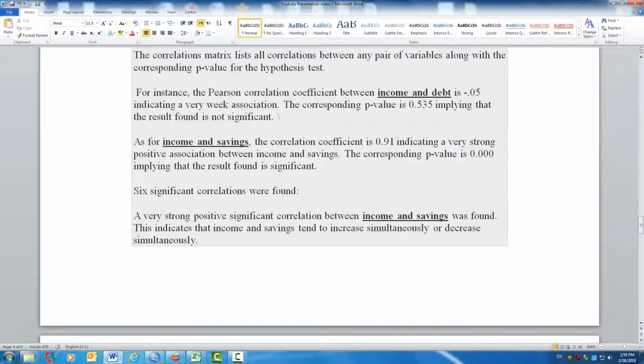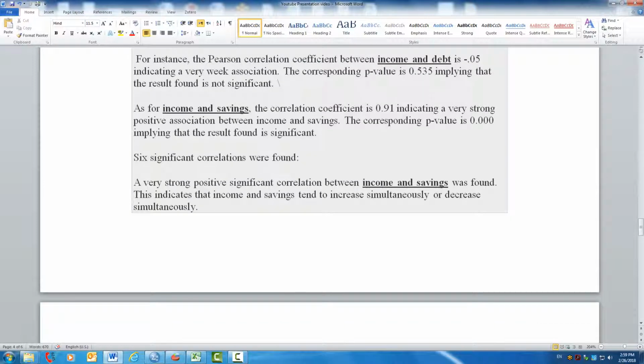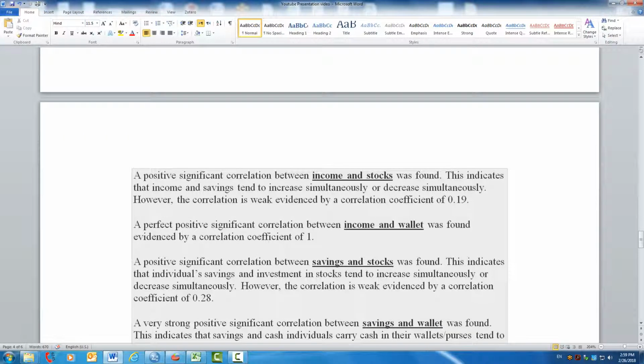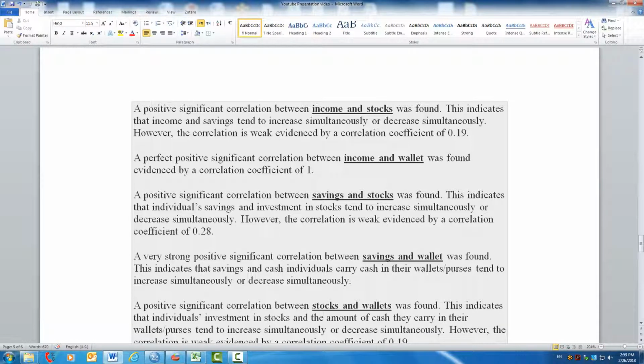Six significant correlations were found. A very strong positive significant correlation between income and savings was found. This indicates that income and savings tend to increase simultaneously or decrease simultaneously. Equally, a positive significant correlation between income and stocks was found. This indicates that they tend to increase or decrease simultaneously too. However, the correlation is weak, evidenced by a correlation coefficient of 0.19. A perfect positive significant correlation between income and wealth was found, evidenced by a correlation coefficient of 1.